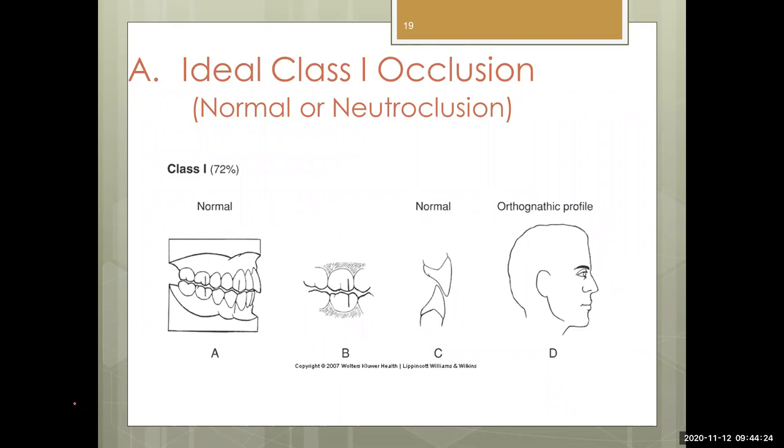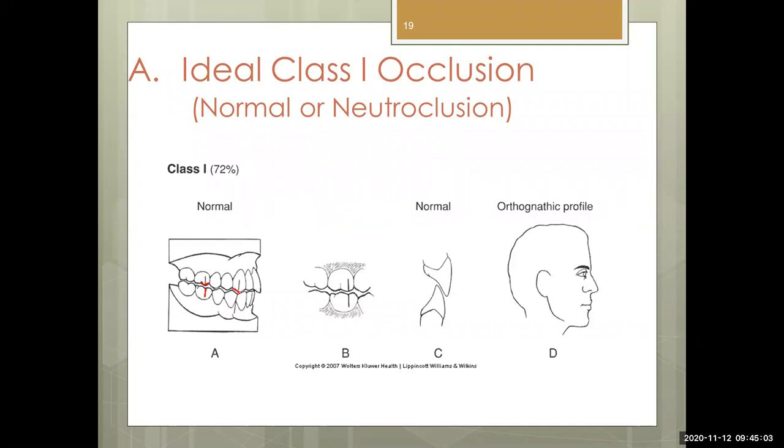So the orthognathic profile is your class one or neutro occlusion, class one occlusion. Okay, 72% of the people are supposed to fall here. And what you need to do in order to understand occlusion, you need to be able to pick it out in a picture like with A, and you need to be able to understand it if it's written. All right, so let's take a look. These lines, look at this, is the mesiobuccal cusp fits into the buccal groove for your molar.